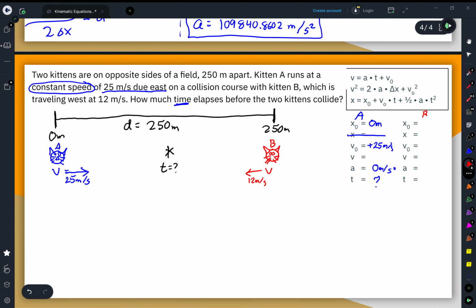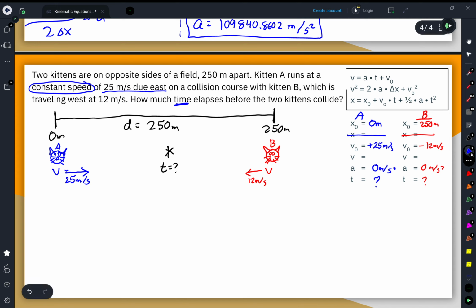Kitten B, it starts off 250 meters away. So I'm going to say that is its starting position. It's traveling in the opposite direction at 12 meters per second. It's safe to assume that it's traveling at constant speed as well, so that means it has the same acceleration, 0. And we're trying to figure out the same time. The way that we can end up solving this problem is by writing two separate kinematic equations that explain the motion of each cat.